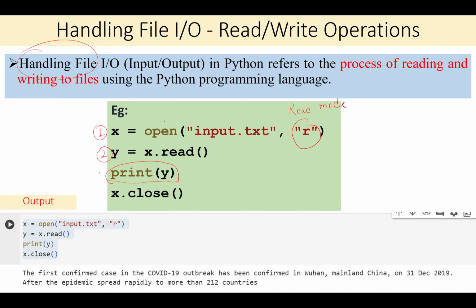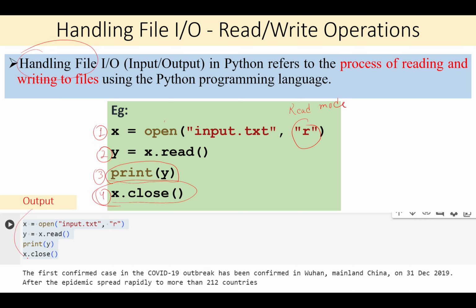And this is the third line, and the last line is x.close(). Mostly Python engineers, as good practice, close a file after reading and writing. So this is nothing for reading. After completing all the process like reading or writing, we have to close a file and free our system resources. That is the main objective of this function.